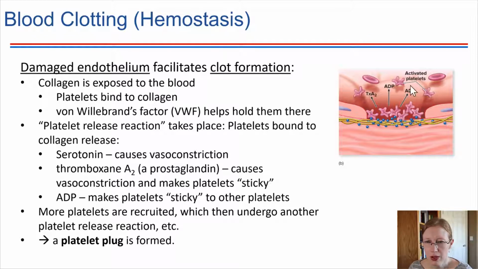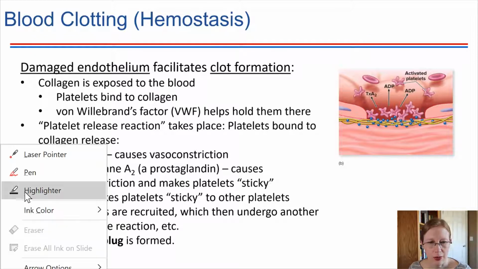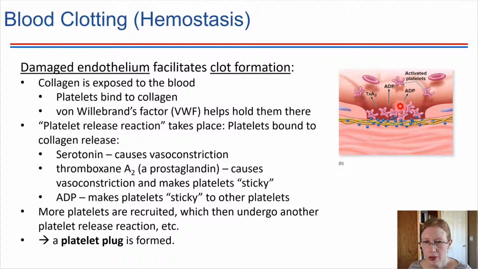ADP is released by these platelets that are stuck to collagen, and that ADP is a very sticky substance. It makes other platelets come over and stick as well, so it's recruiting additional platelets to this area.